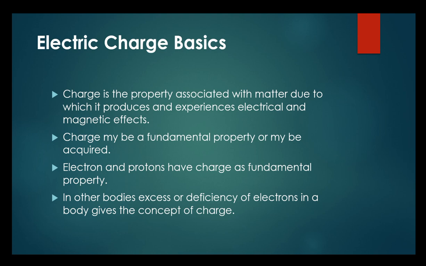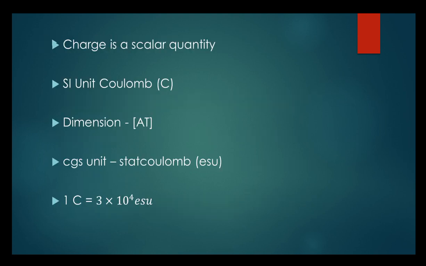But other bodies actually acquire charge. They may not be charged. They may exist but may not be charged. They acquire charge by having excess or deficiency of electrons in a body. This gives the concept of charge on different bodies. Let us see some more important points regarding charge.